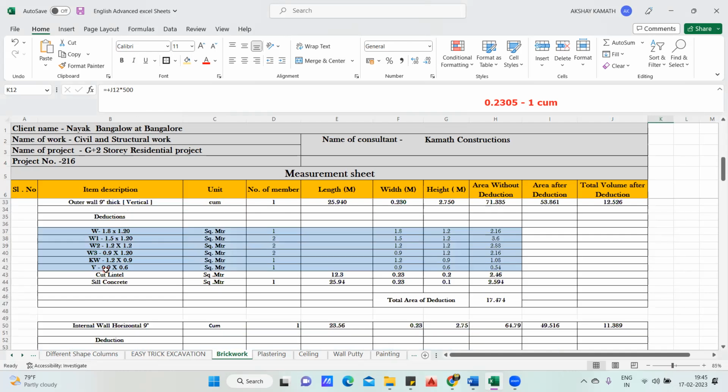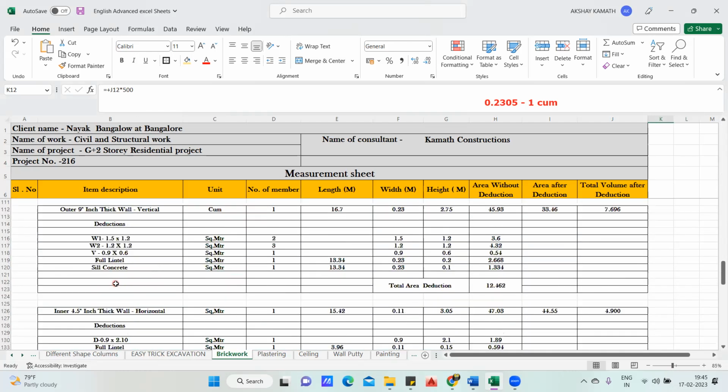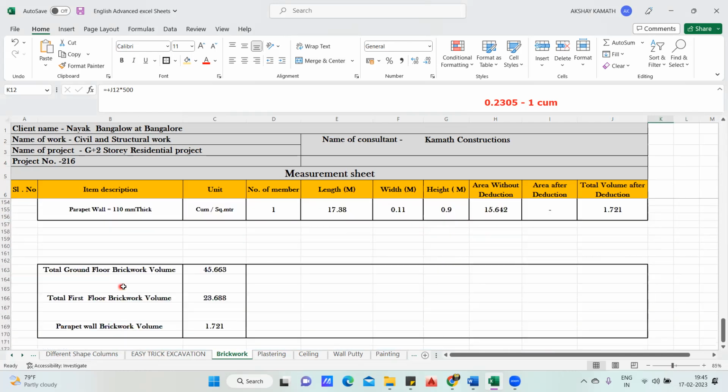Similarly, I have all these things. What I have done completely, I have written all these things. You also can do it. Later, I'll explain to you how it has to be done. So total ground floor brickwork volume is this much. This volume, you multiply by 500. So you'll get the total brickwork, that is 22,831 bricks required. And again, for this much brickwork, 0.2305. This much mortar is required.